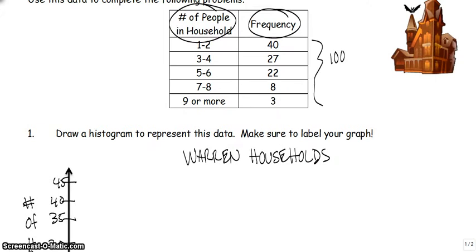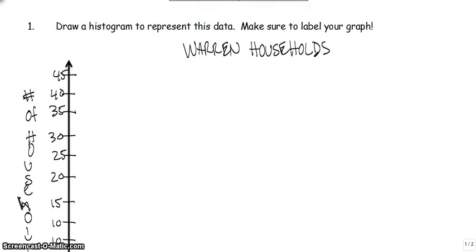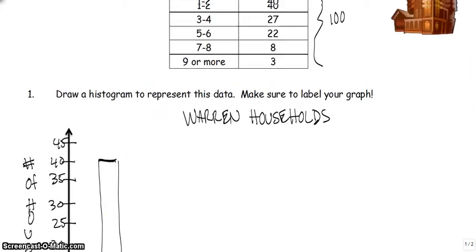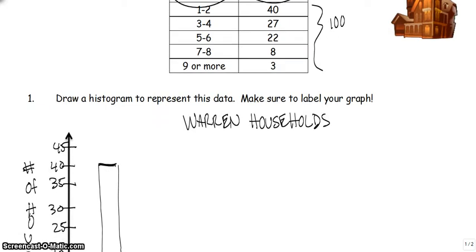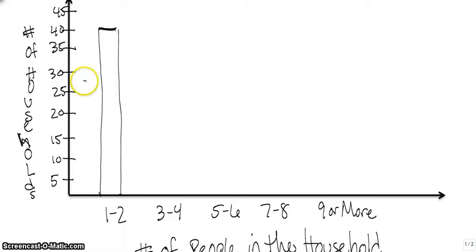I'll start with the 1 to 2 people in the household, which has a frequency of 40. So here's my height. I'm going to make a nice little histogram. We then have 3 to 4, which is 27. So just over 25. We have 22, just over 20.